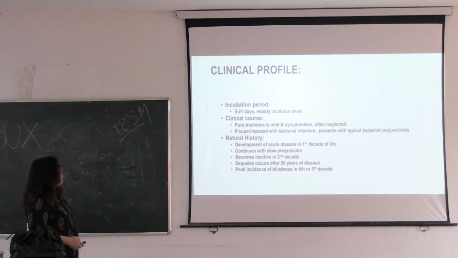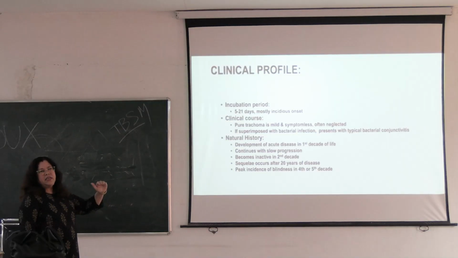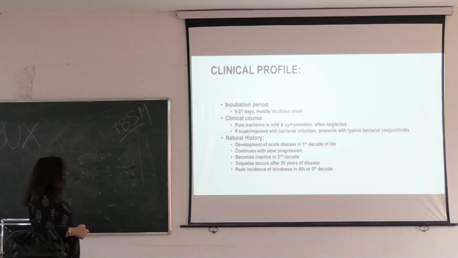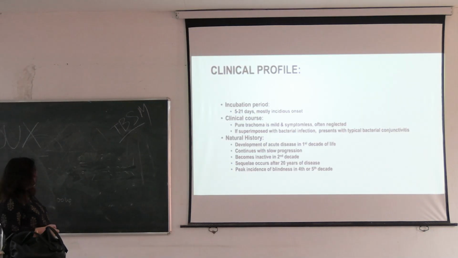infections. So here the incubation period is 5 to 20 days. It is mostly insidious in onset. There is no rapid onset. And in the clinical picture, trachoma is mild and symptomless unless a secondary bacterial infection occurs. If secondary bacterial infection occurs, then the features are typical of acute mucopurulent conjunctivitis. So natural history: trachoma affects the first decade of life, 1 year to 10 years.